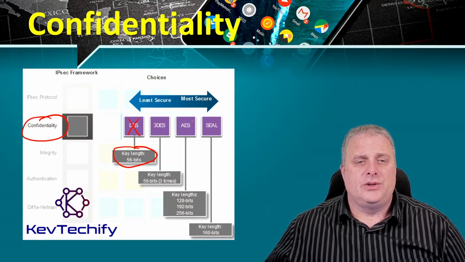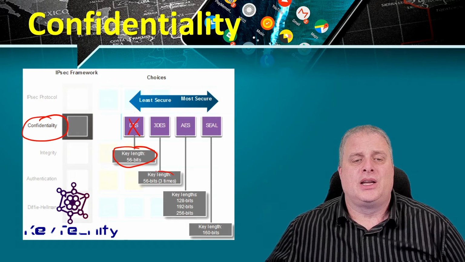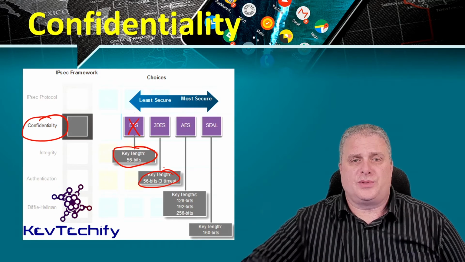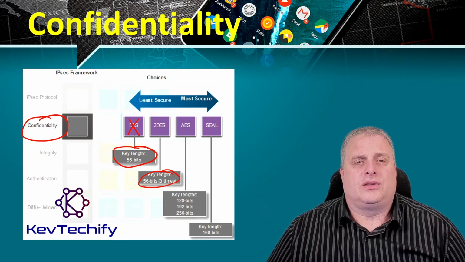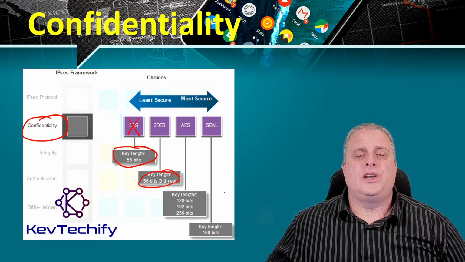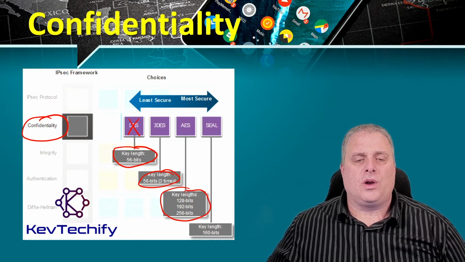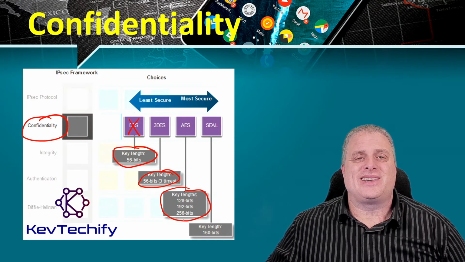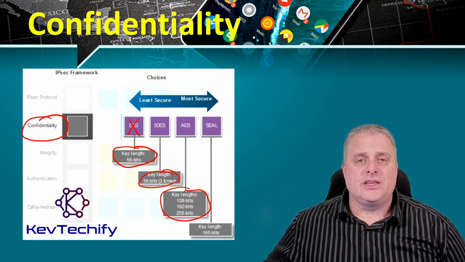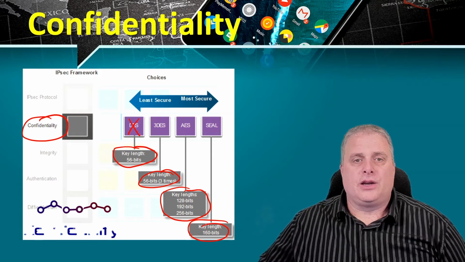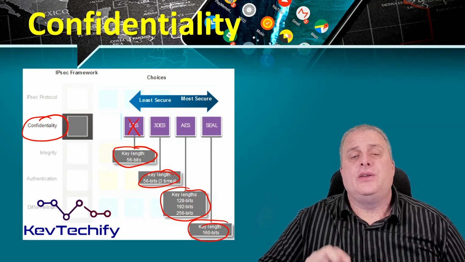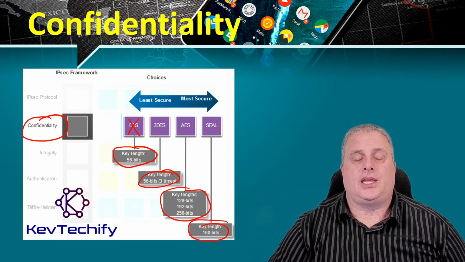Triple DES uses 3 times that 56-bit key, so it encrypts it 3 times. AES offers 3 different key lengths: 128-bit, 192 bits, and 256 bits. SEAL is a stream cipher encrypting data continuously. It uses a 160-bit key.